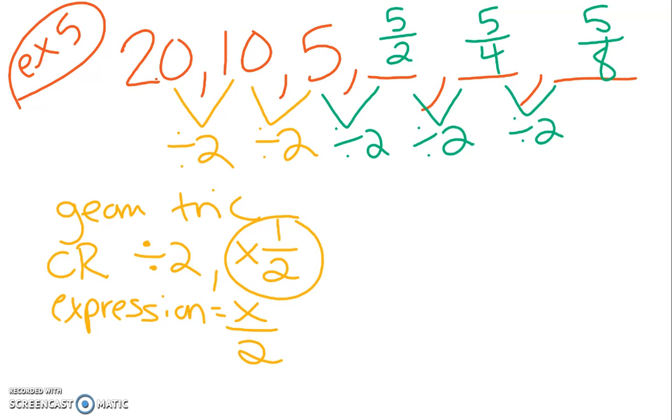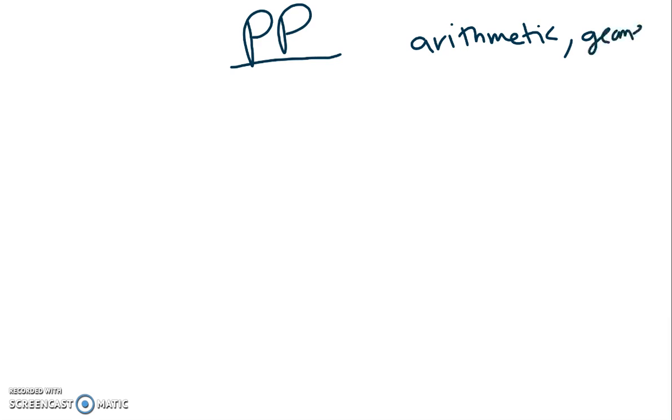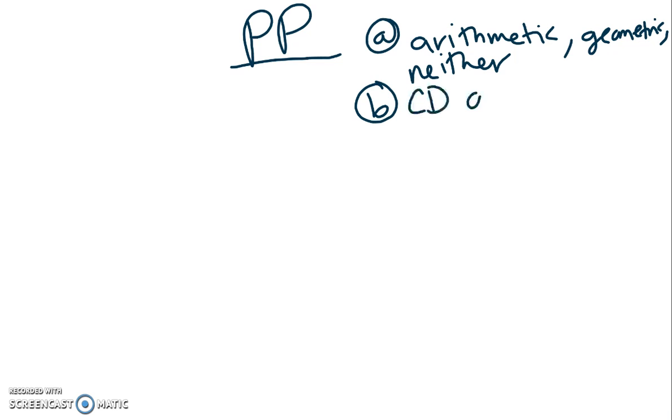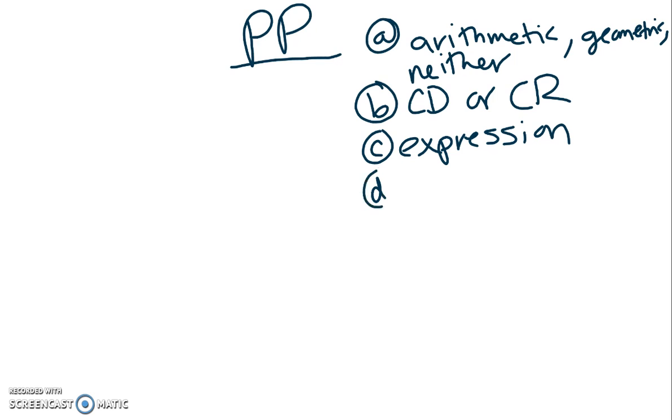All right, here are your practice problems. For each one, you need to tell me if it's arithmetic, geometric, or neither. So that's the first thing you need to do. You need to tell me what the common difference or the common ratio is. You need to write an expression. And then you need to give me the next 3 numbers in the sequence. Okay, here are your problems.